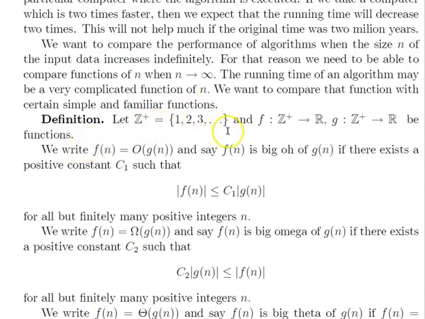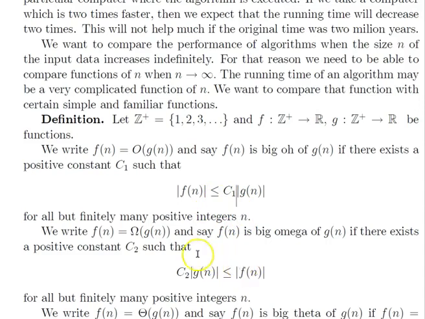We use these definitions. Let Z plus be the set of all positive integers and f and g be functions from Z plus to R. We write f of n is equal to big O of g of n and say that f is big O of g, if there exists a positive constant C1 such that the absolute value of f of n is less than or equal to C1 times the absolute value of g of n for all but finitely many positive integers n, which is the same as saying that this inequality holds for all sufficiently large values of n.